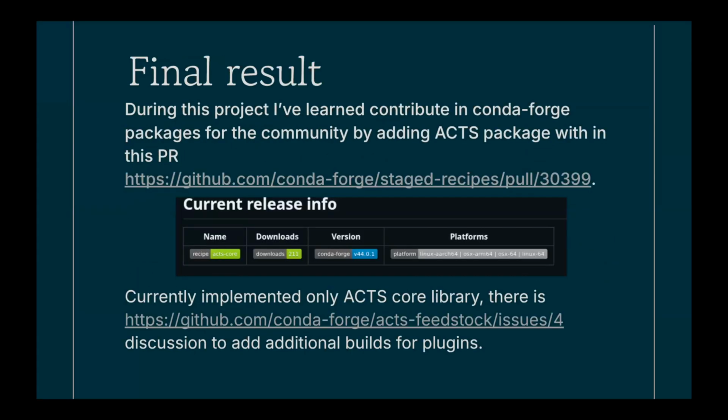The final result of the project was a pull request to conda-forge recipes, and you can see here in the release info that we already have 200 downloads, and it can be downloaded on Linux aarch64 and macOS Apple Silicon. As I mentioned before, only the core library was implemented. There is also a discussion to create additional builds for plugins.